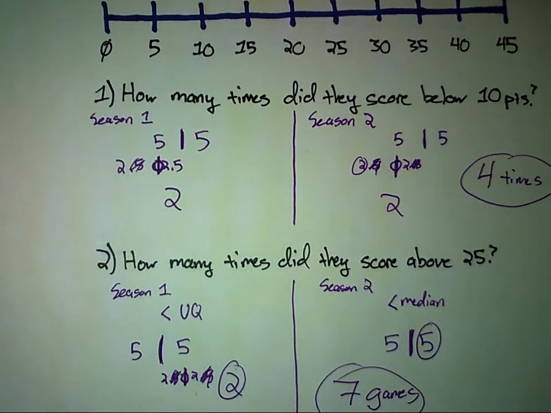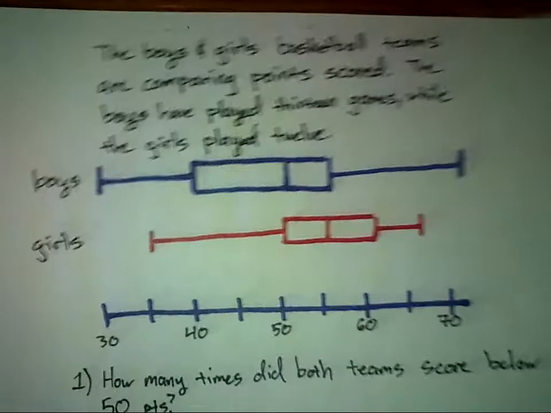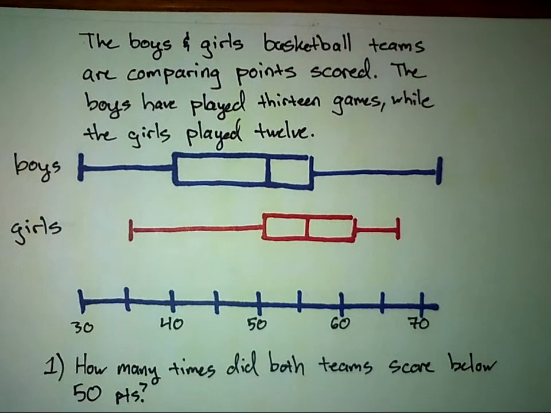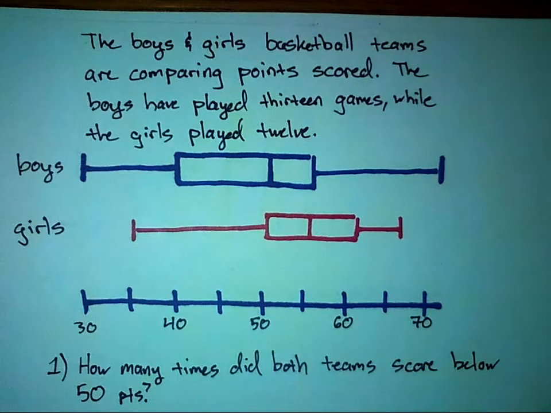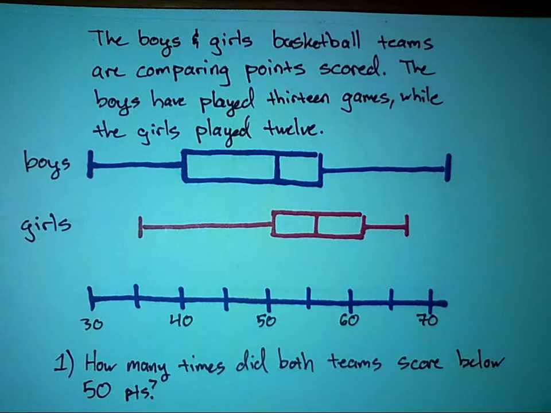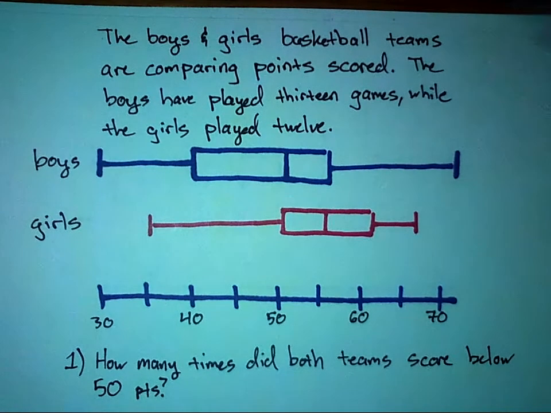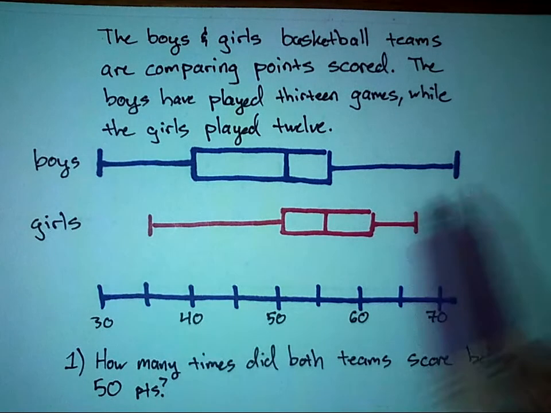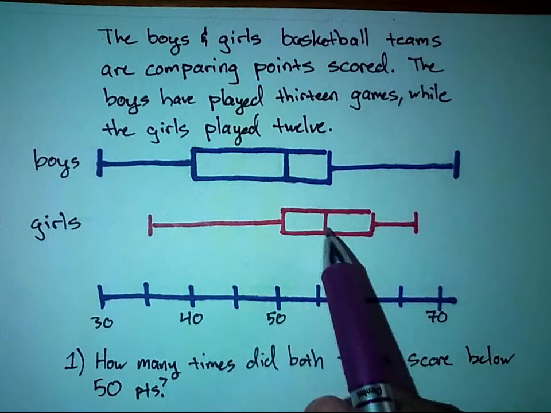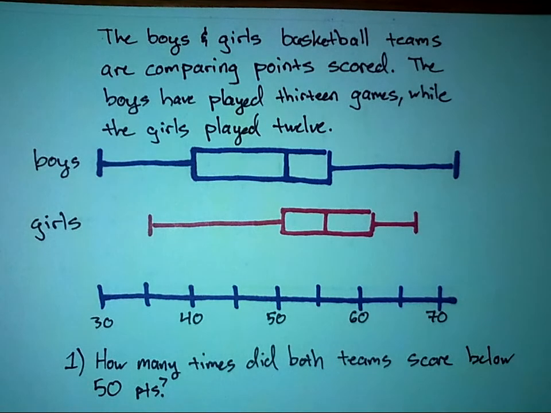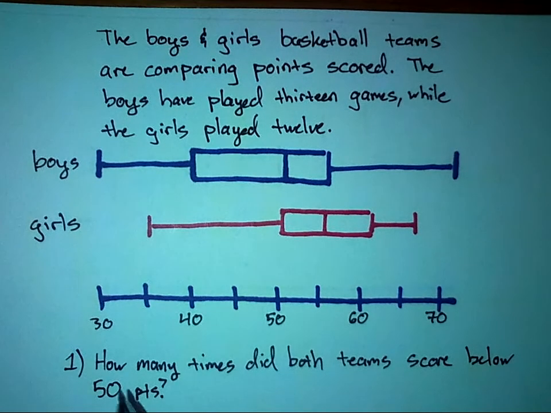Let's take a look now at another example here. The boys and girls basketball teams are comparing points scored. The boys have played 13 games while the girls played 12. So this time, there's a difference in games, and that's going to be very critical when we do the comparison. You can see we have the boys' data and the girls' data. Looks like the girls average a little bit more than the boys. Go figure. So the first question being asked is how many times did both teams score below 50 points?